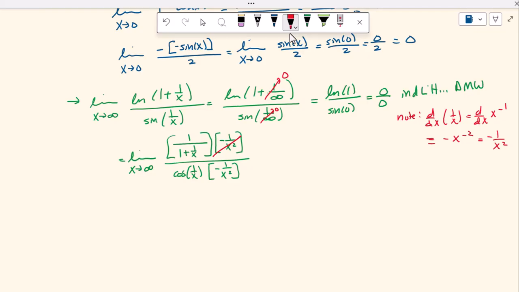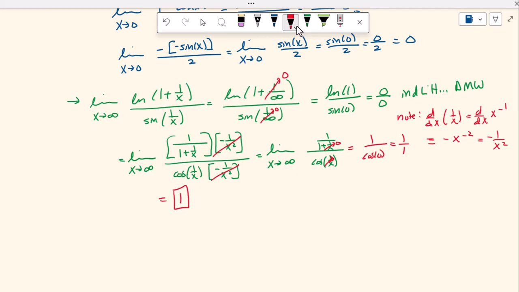Okay, when I simplify, these cancel, and I'm still working on my limit. And I have 1 over 1 plus 1 over x times cosine of 1 over x. Now, as x is going toward infinity, 1 over x goes to 0. So does my argument here. So here I'm left with 1 over 1 plus 0, which is 1, and the cosine of 0 is 1. So this limit is equal to 1.